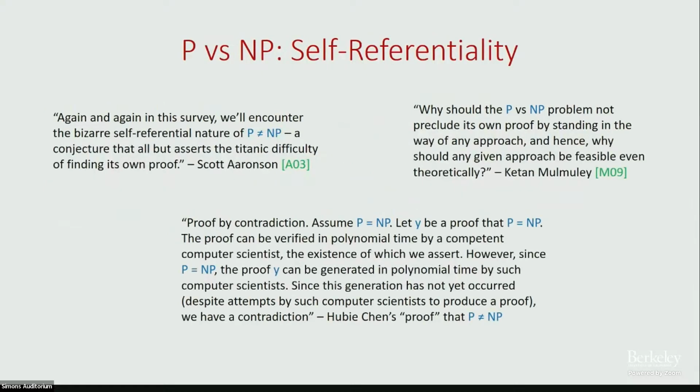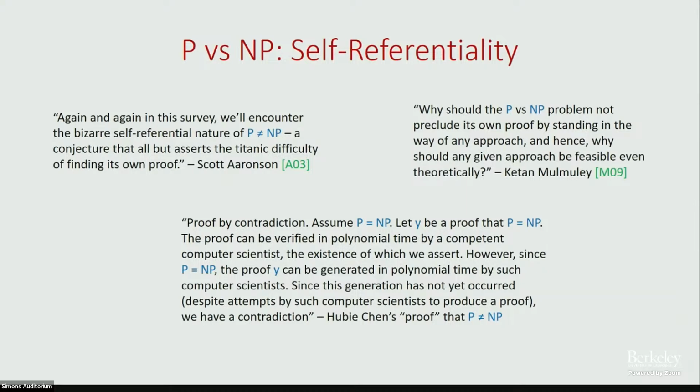But there's this additional difficulty from the nature of the problem itself, right? So I've put up 3 quotes here. The first is from Scott Aaronson, and he has a survey, Is P versus NP Formally Independent?, from 20 years ago. And he says, again and again in the survey, we'll encounter the bizarre self-referential nature of P not equal to NP, a conjecture that all but asserts a titanic difficulty of finding its own proof. What does he mean here? Well, he means that P not equal to NP says that mathematical proofs can't be found efficiently in the worst case, right? And he's suggesting that maybe this applies to the proof of this statement itself.